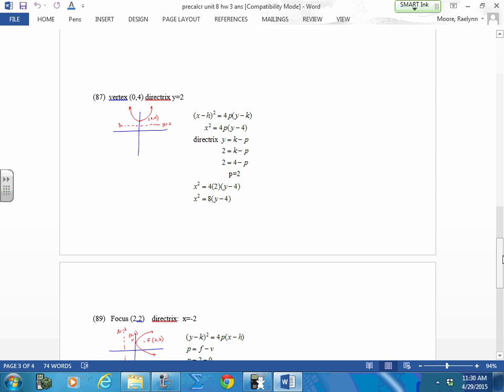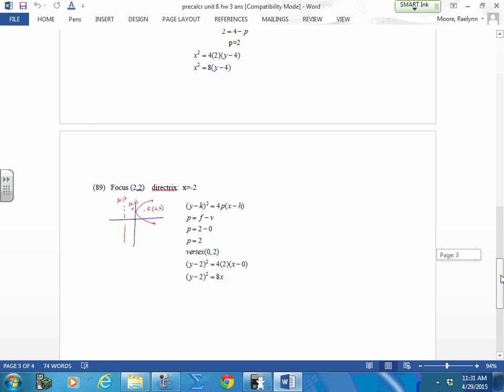Directrix problems. You're going to see a pattern here, right? Find your p, plug it in. Directrix, same thing. Your directrix is under, it cannot cross through your parabola. So you know your parabola has to open up. The distance between them is 2. It's opening up, so it's positive.